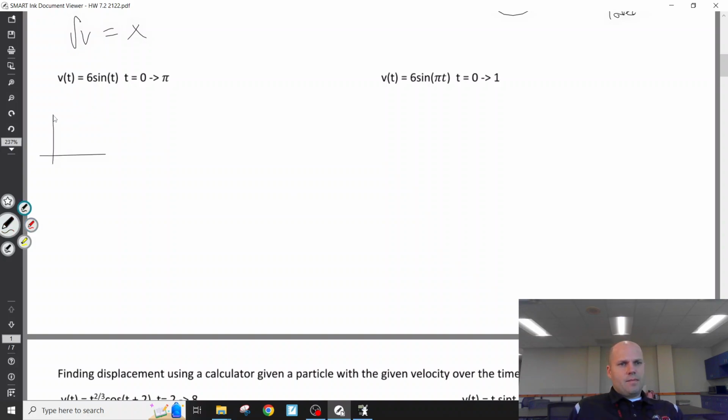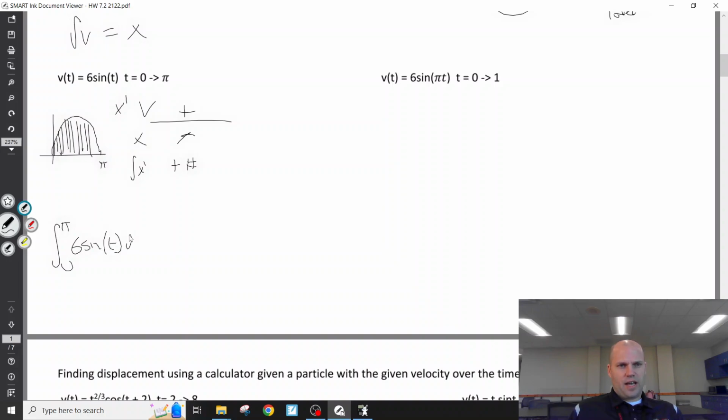6 sine t looks like this. From 0 to pi, my velocity is positive. If I find the area under the velocity, if I find the area under the derivative, I'll figure out how much I've gone up or how much I've gone to the right from my original function. 0 to pi, 6 sine t.